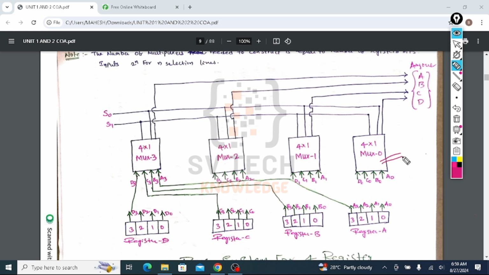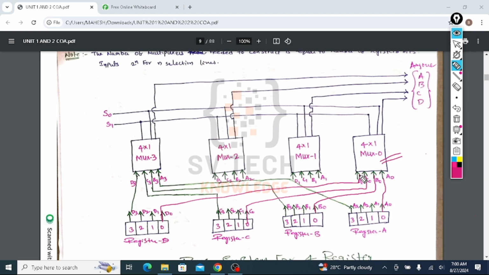So for multiplexer 0, the inputs are the first bit of each register. That means from register A, A0 will be connected to multiplexer 0, and from register B, B0 will be connected to my first multiplexer, which is multiplexer 0. From register C, C0 will be connected to my first multiplexer, and from register D, D0 will be connected to my first multiplexer. This is the story of 1 bit.